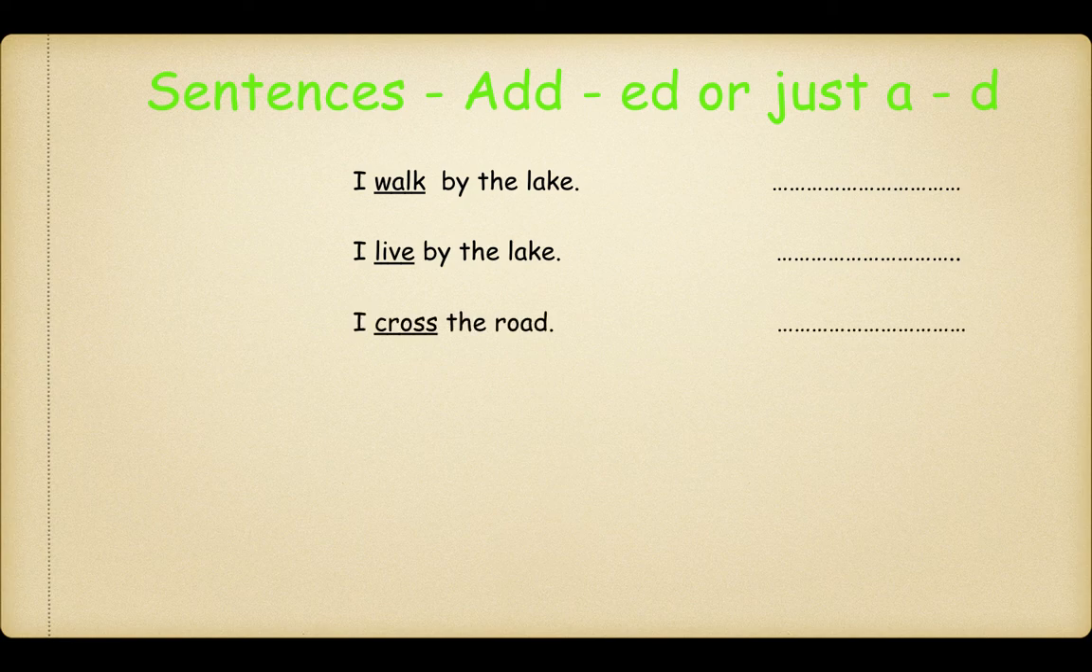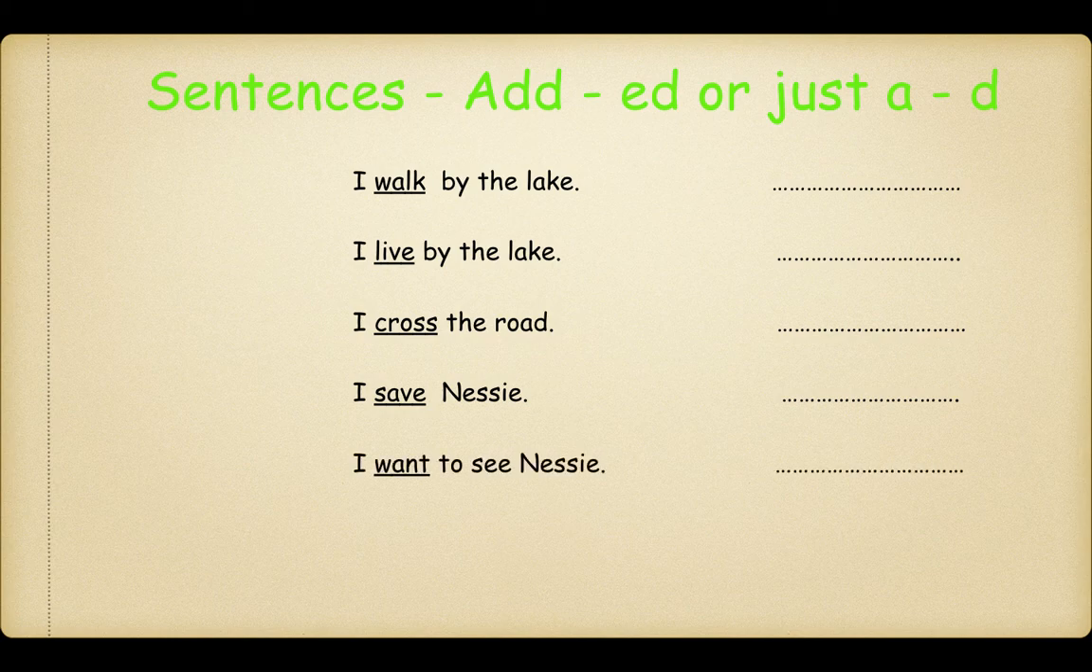Sentence number 3, I cross the road. If we want to change that to past tense, we need to write, I crossed the road. Can you write, I crossed the road? I save Nessie becomes, if we want it in the past tense, I saved Nessie. So do you add ed or d? I want to see Nessie will then change, so it's in the past tense, I wanted to see Nessie.